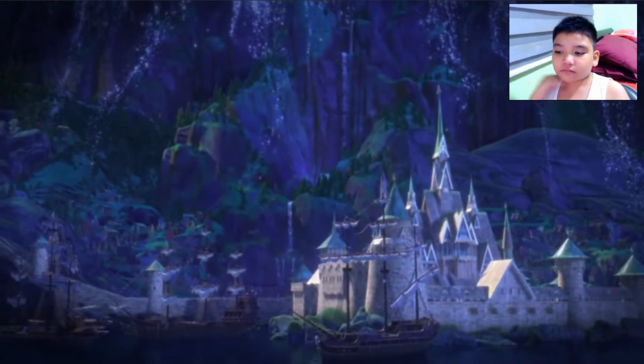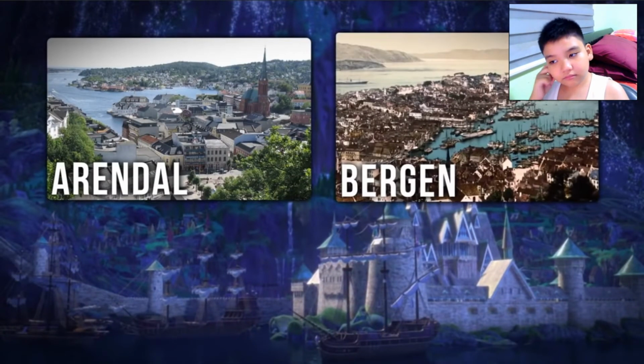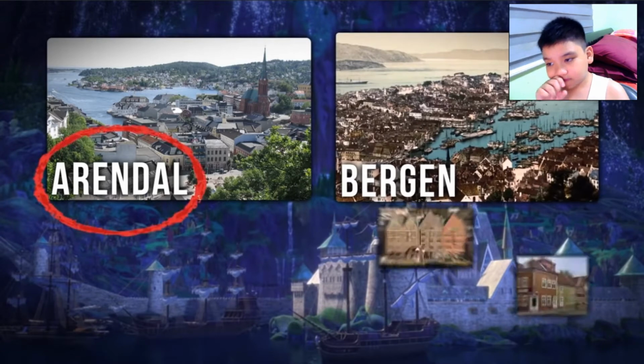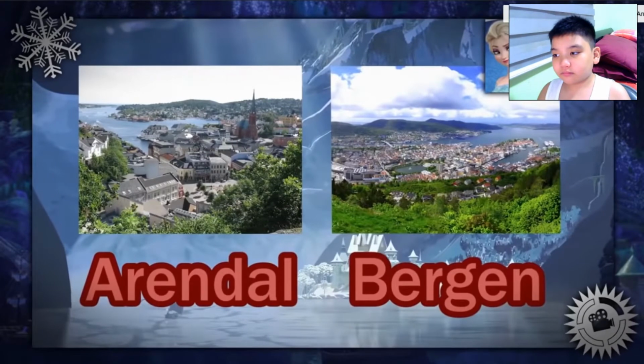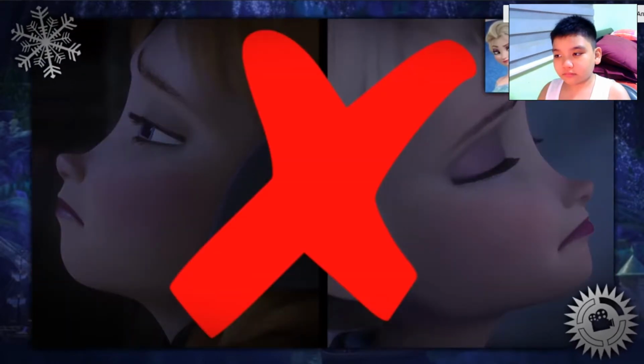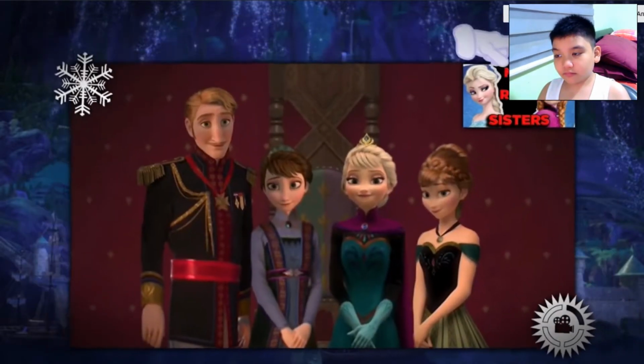Arendelle, as you might already know, is a cross between Arendal and Bergen in Norway. Arendal for its namesake, and Bergen for its architecture and scenery. We discussed this in our previous little Frozen theory about the fact that Anna and Elsa shouldn't be biological sisters, which, in case you're interested, you can catch up on here if you missed it.